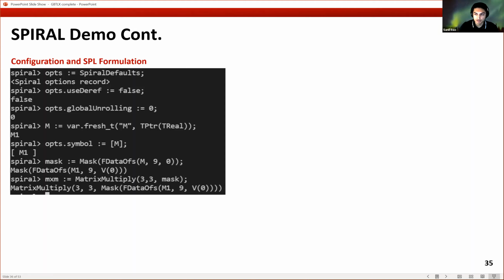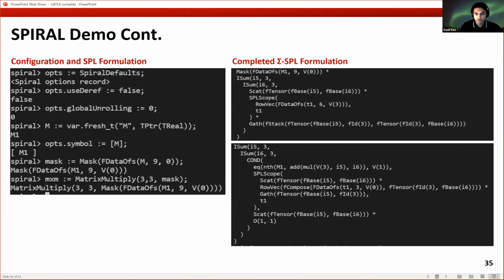We then pass our optional symbol to the mask SPL object, and then call our MXM with the mask as a parameter. We can then expand the SPL object and move into our expanded SPL formulation and our sigma SPL formulation. So in this sigma SPL formulation, we actually have to do a series of transformation stages in order to get the completed version that we would want.